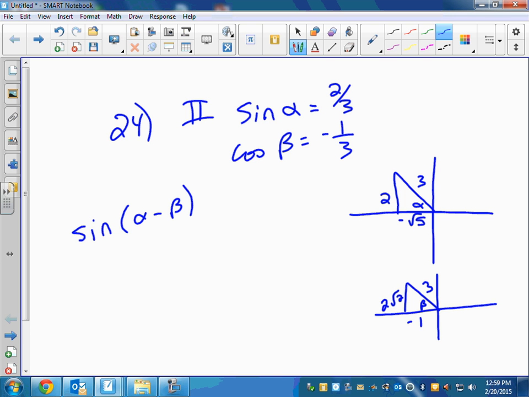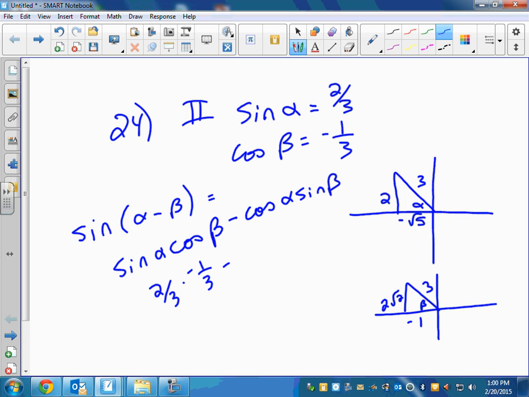And so if you can draw your triangles, you agree that then you just use the formula and plug all that stuff in. I don't really know that I need to work all this out. I'll do this one. So that would be sine of alpha cosine of beta minus cosine of alpha sine of beta. So that would be 2/3 times -1/3. And then cosine of alpha would be negative square root of 5 over 3. And sine of beta would be, yeah, these are really ugly answers, 2 radical 2 over 3.